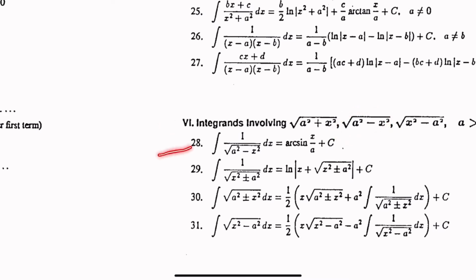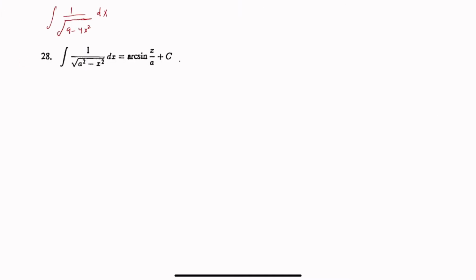Now let's look at number 28 in here. We have the integral of 1 over square root of a squared minus x squared dx. So we're gonna use this one, but first we have to leave x alone. So again, this is 28, but first we have to leave x alone.